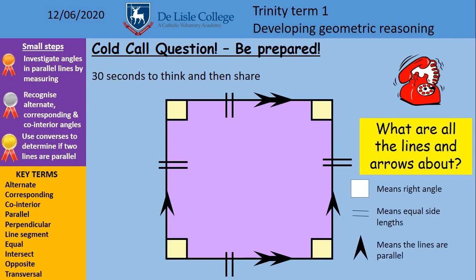The little boxes there are right angles. The 2 lines mean that any sides that have those 2 lines on have equal side lengths, and the arrows indicate they are parallel. So the 2 lines that have only got 1 arrow, those 2 are parallel. The other pair of sides have got a double arrow to show those are parallel. Okay, so they're not all parallel to each other, so that's why there's a different amount of arrows for each. But the equal side lengths, all 4 sides have got 2 lines because all 4 are equal. Okay.